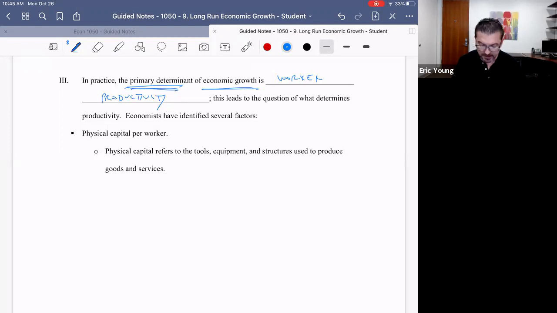Now, this, of course, leads to the question of, okay, so what determines that? And economists have identified several factors, right? Several ingredients into this cake of economic growth, as it were. Okay, let's go through these.